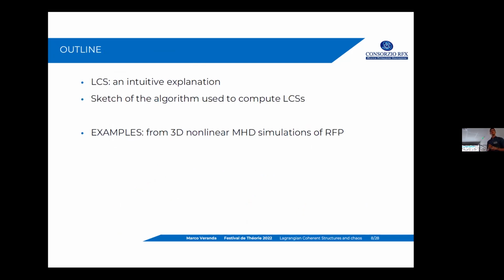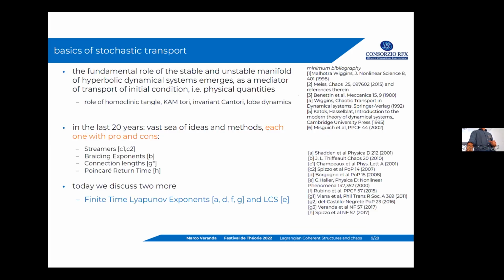I'll give you an intuitive explanation of the Lagrangian coherent structure and a sketch of the algorithm in the next part of the talk, and then some examples. I want to start from a step before, because in the past century, the study of stochastic transport in the framework of dynamical systems started from the basic work of Henri Poincaré, and already he pointed out the fundamental role of the stable and unstable manifolds, in particular of hyperbolic dynamical systems, in mediating the transport of initial conditions, the transport in the phase space.